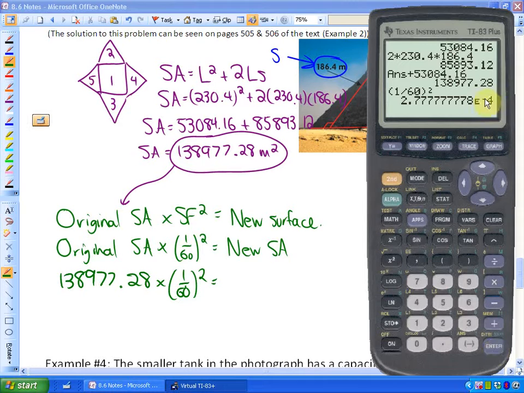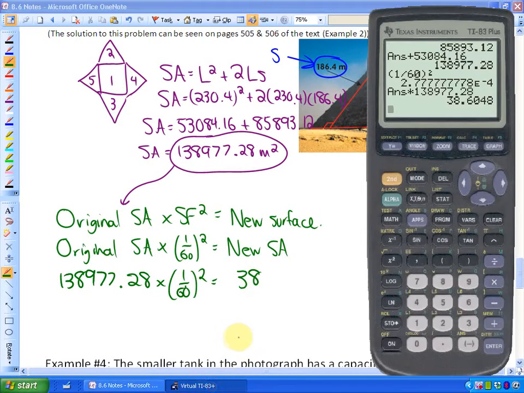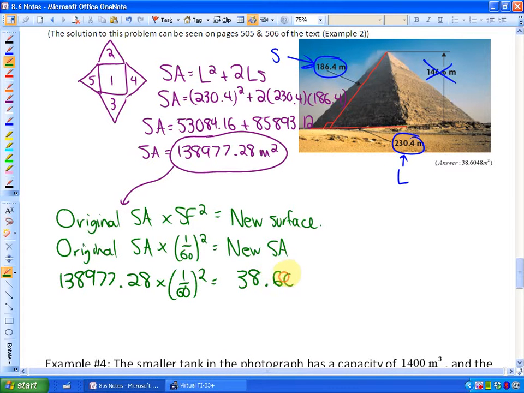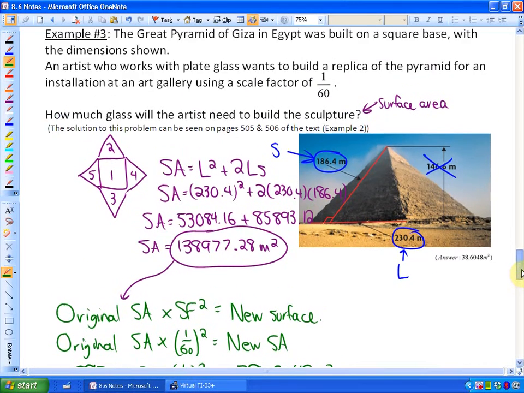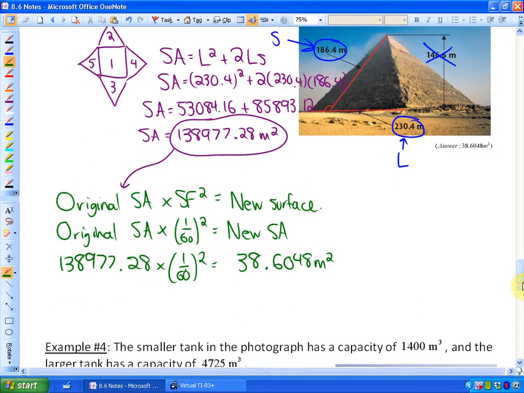In my case it gives me scientific notation, but you should be using your calculator to see if you can come up with the same answer. I'm going to multiply it by the original surface area, and there we go. So that should be my new surface area, which is 38.6048 meters squared of glass. And finally, the question says, how much glass do they need to build the sculpture? And that's my answer. That's how many meters squared.